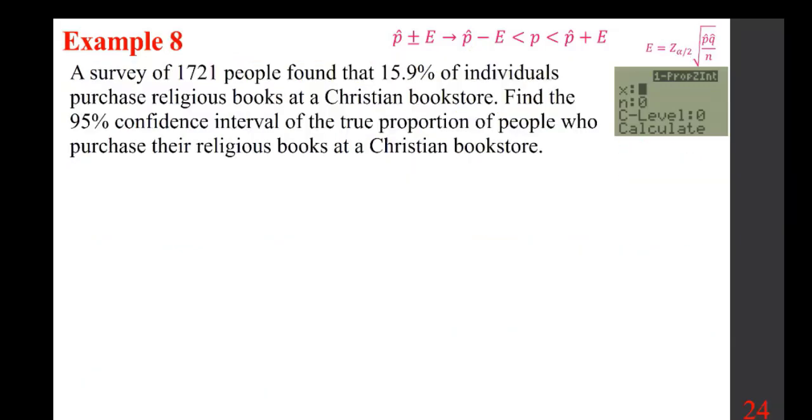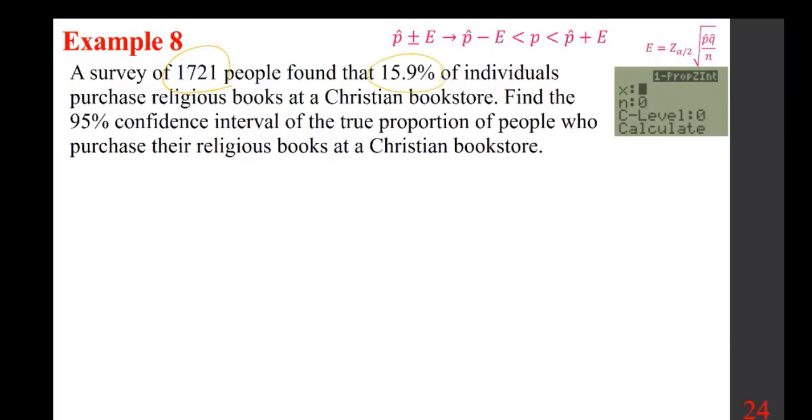A survey of 1,721 people found that 15.9% of individuals purchased religious books at a Christian bookstore. Find the 95% confidence interval of the true proportion of people who purchase their religious books at a Christian bookstore. Let's see what's happening. Again, it's important to see and read and understand what's given symbolically. So the very first number is what? 1721. What is that? n. Everybody? n. That's n.